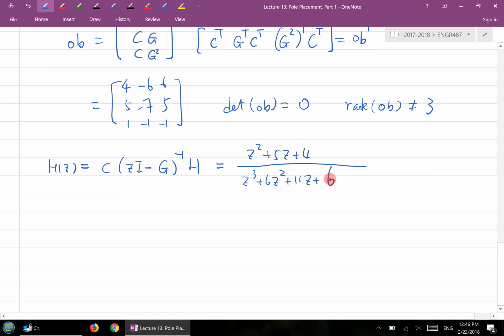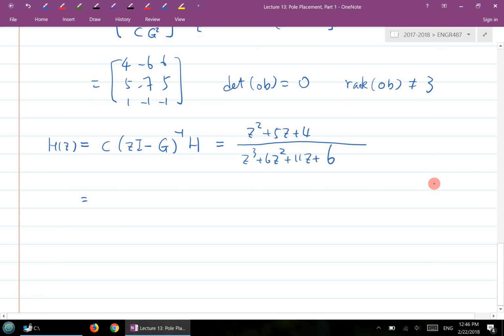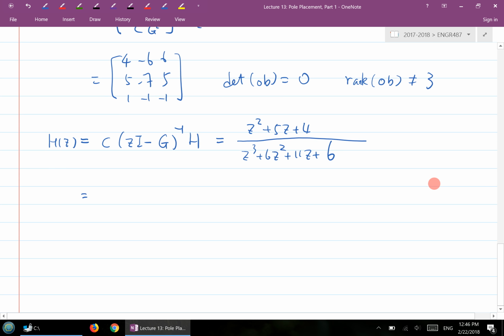Okay, you end up with a format like this. This one actually probably doesn't really tell you anything, because you look at this, that's a second order numerator divided by a third order polynomial, right? However, if you're nerdy enough, you will be able to factorize the numerator and the denominator.